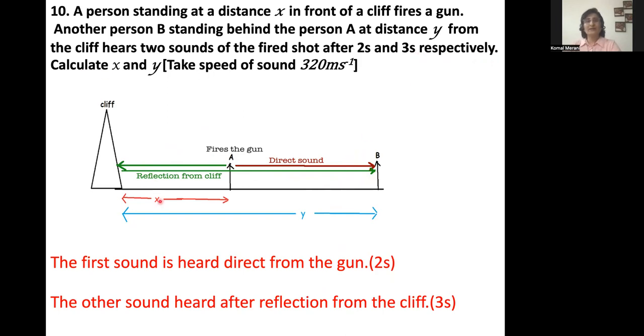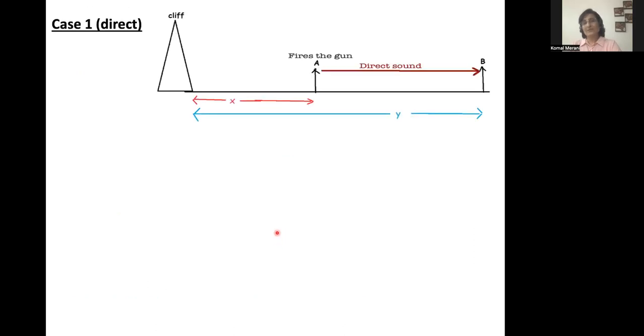Now we need to find this x and we need to find this y. So in this case, we have two cases, right? First is the direct, when the sound is heard directly. We have a simple formula. Velocity of sound is distance upon time.